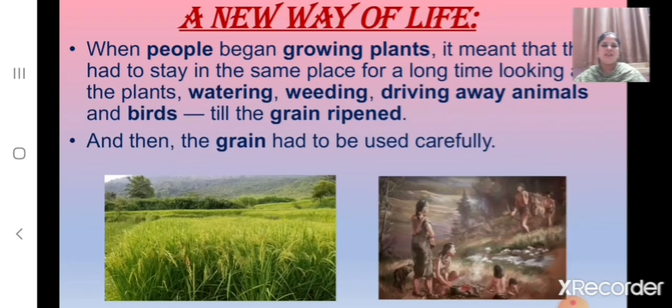Now let us revise about a new way of life. When people began growing crops, they had to stay in the same place for a long time. Why did they have to do so? It meant that they had to stay in the same place for a long time, looking after the plants, watering, weeding, driving away animals and birds, till the grain ripened. And then the grain had to be used carefully.